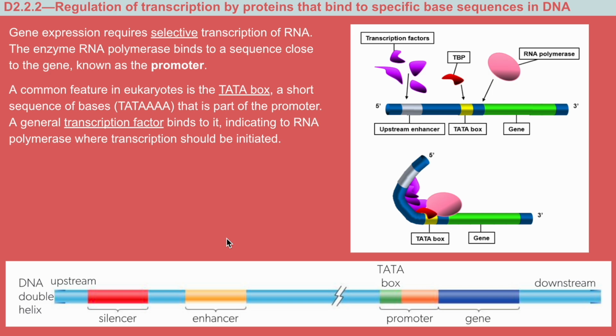Okay, the enzyme RNA polymerase is going to bind to a sequence close to the gene known as the promoter. Okay, so you can see it's just upstream of the gene that we may or may not be turning into mRNA. Okay, so a common feature in eukaryotes is the TATA box, a short sequence of bases that is part of the promoter. We're going to see a generalized transcription factor bind to it, and this is going to indicate to RNA polymerase where transcription should be initiated.